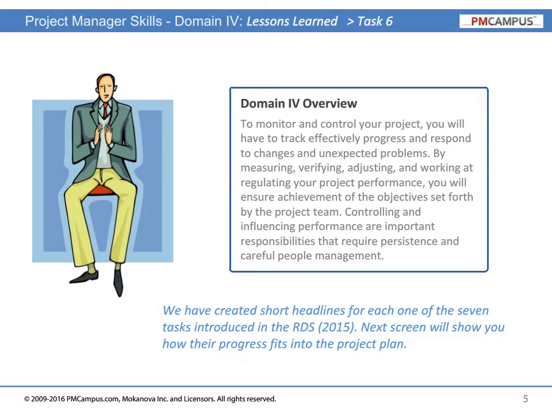Domain 4 Overview. To monitor and control your project, you will have to track progress effectively and respond to changes and unexpected problems. By measuring, verifying, adjusting, and regulating your project performance, you will ensure achievement of the objectives set forth by the project team. Controlling and influencing performance are important responsibilities that require persistence and careful people management. We have created short headlines for each one of the 7 tasks introduced in the RDS 2015. The next screen will show you how their progress fits into the project plan.